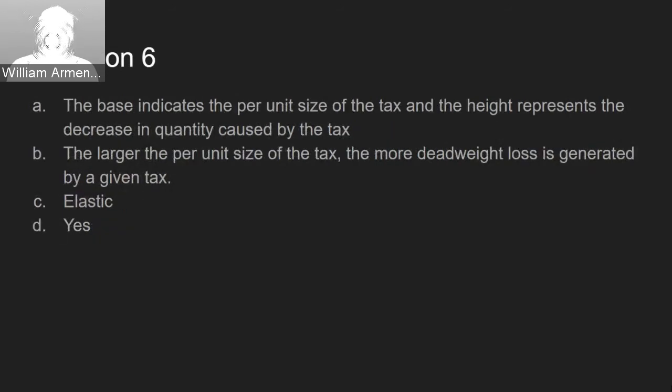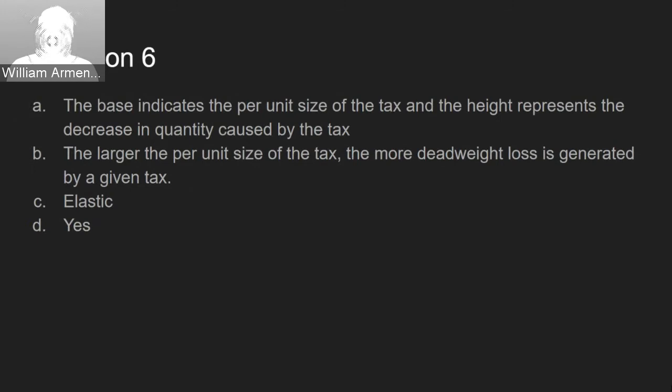For question 6, the base would indicate the per unit size of the tax, the price of the tax, and then the height represents the decrease in quantity caused by the tax. For Part B, it asks for turning your answers into general rules.